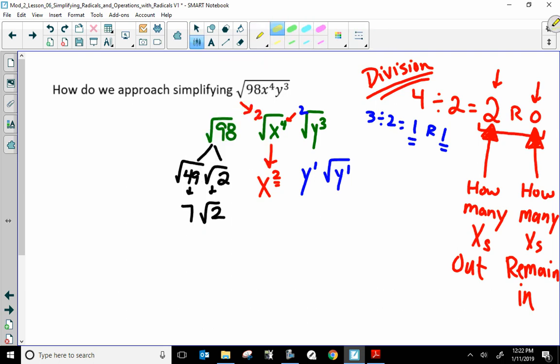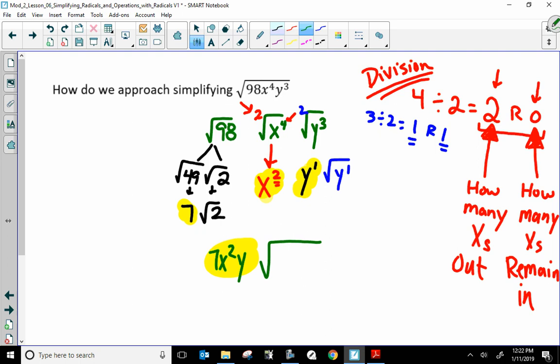Everything that is outside of a radical gets lumped together outside of the radical. Ultimately, my answer will have 1 square root. Okay? So what is outside the radical? There's a 7. There's an x squared that's no longer in a radical, and there's a y. So I simply write it, 7x squared y is outside the radical.